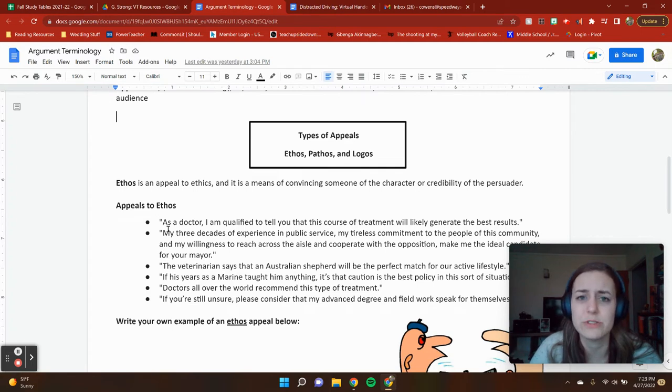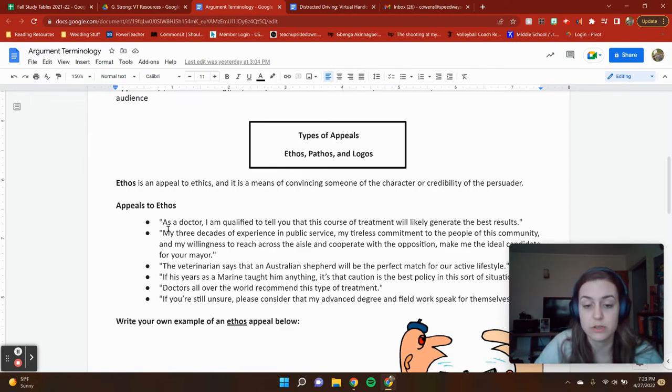So if anyone is trying to convince you that they have experience, that they know what they're talking about, or they're citing really strong sources that do have a lot of experience and know what they're talking about, they're trying to convince you by using their authority and their experience and their believability to get you to do something.